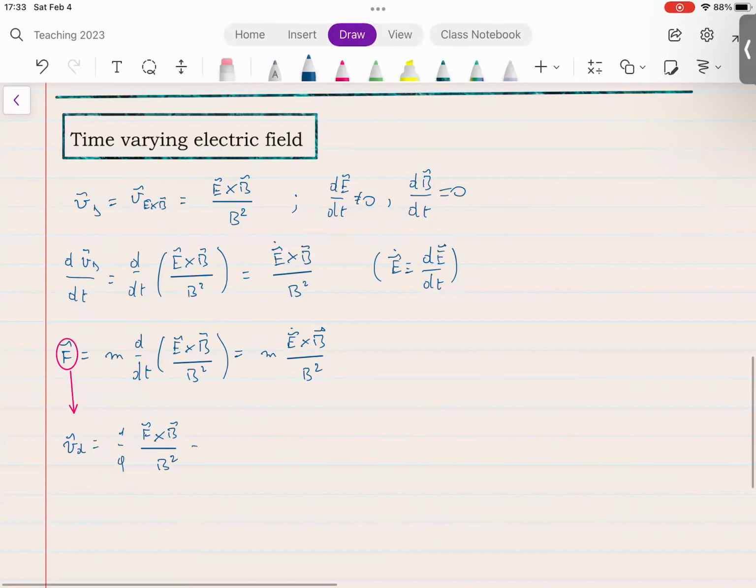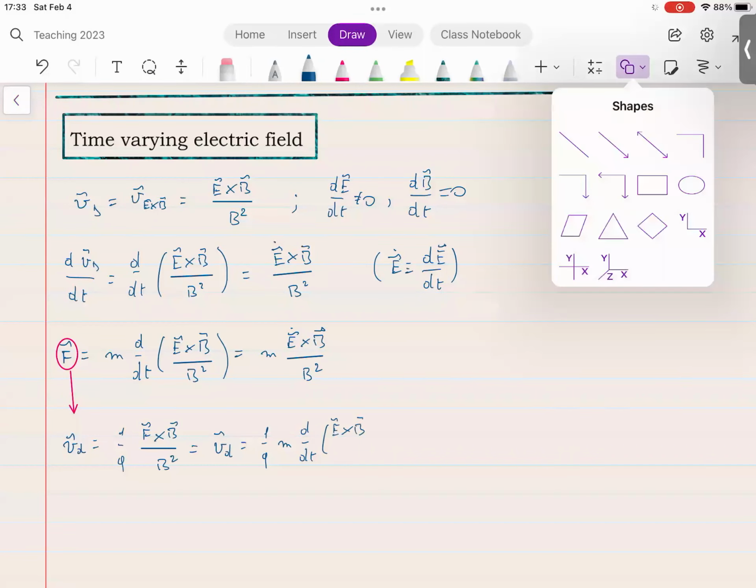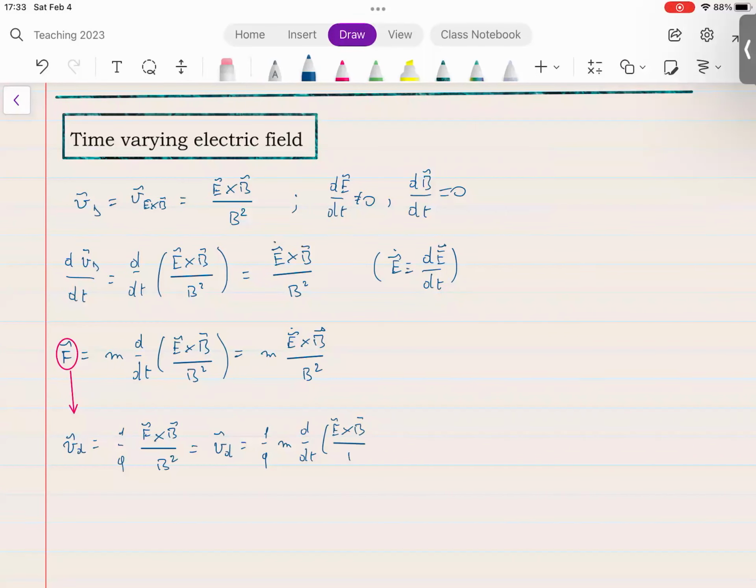Let's see what we can do. This is going to give me that my drift velocity is equal to 1 over Q, and then I take the force from above. I've got a mass times the time derivative of E cross B over B squared, all cross B over B squared.